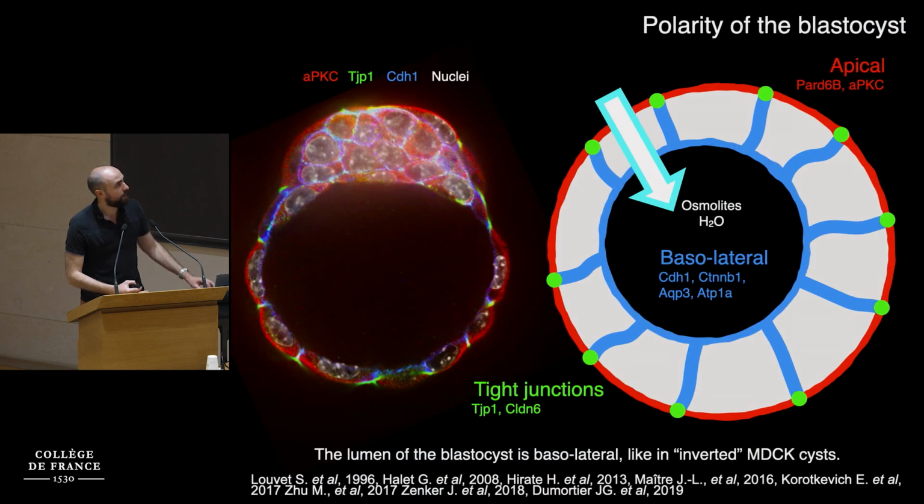The blastocyst, the mammalian pre-implantation embryo, is a so-called inverse cyst. It has the inverse polarity. The lumen forms on the basolateral side of the embryo. The whole machinery is exactly the same, it's just that the pumping direction is opposite. It goes from the apical to the basolateral side.